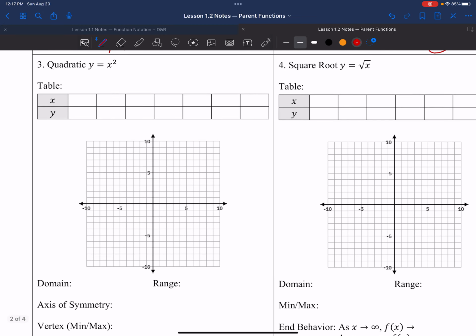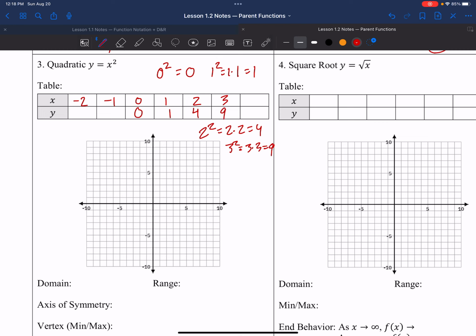Quadratic. Now, this should be familiar. We test our -2, -1, 0, 1, 2. And keep in mind, we're just plugging numbers into the function. So we say y equals x squared. Well, 0 squared is 0, because it's 0 times itself. 1 squared is 1 times 1, that's 1. 2 squared is 2 times 2, that's 4. I could do 3. 3 squared is 3 times 3, that's 9.